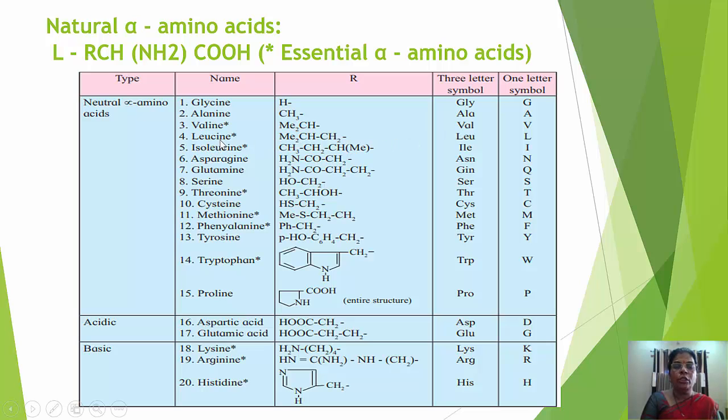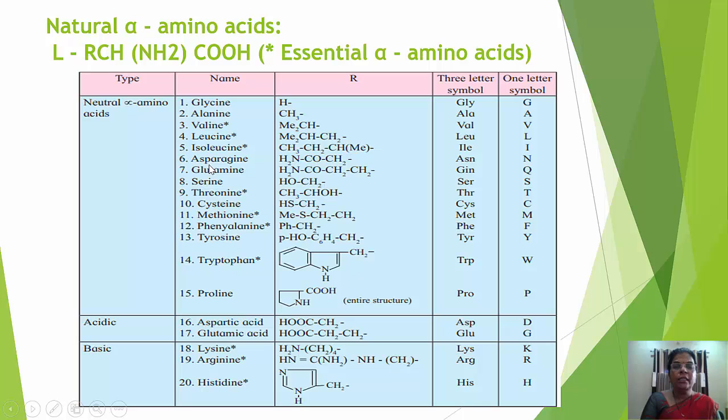Then number 4, leucine. It is also an essential alpha amino acid. R in leucine is Me2CH CH2. The 3-letter symbol is LEU and the 1-letter symbol is L. Then number 5, isoleucine. This is also marked with a star, therefore it is an essential alpha amino acid. R in isoleucine is CH3 CH2 CHMe. It is represented by the 3-letter symbol ILE, and the 1-letter symbol is I.